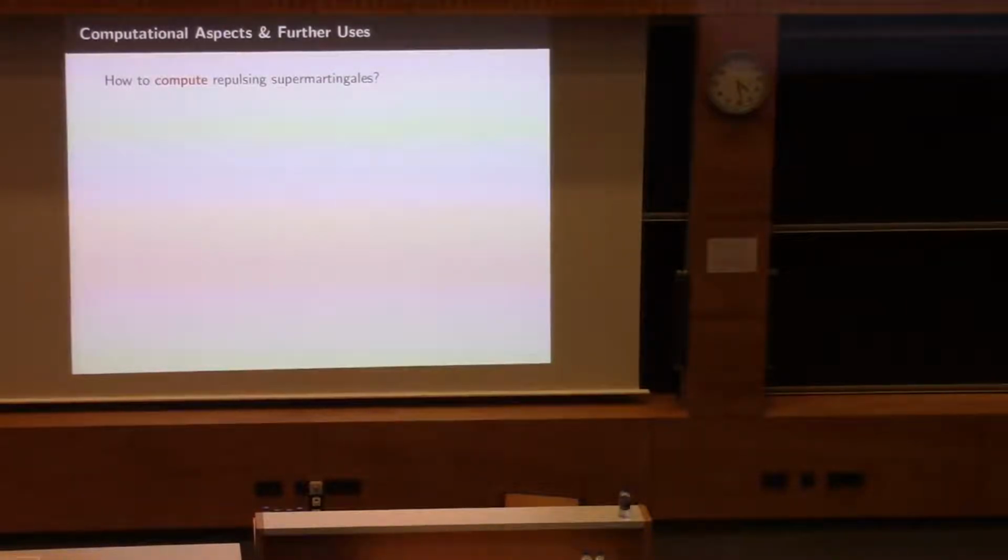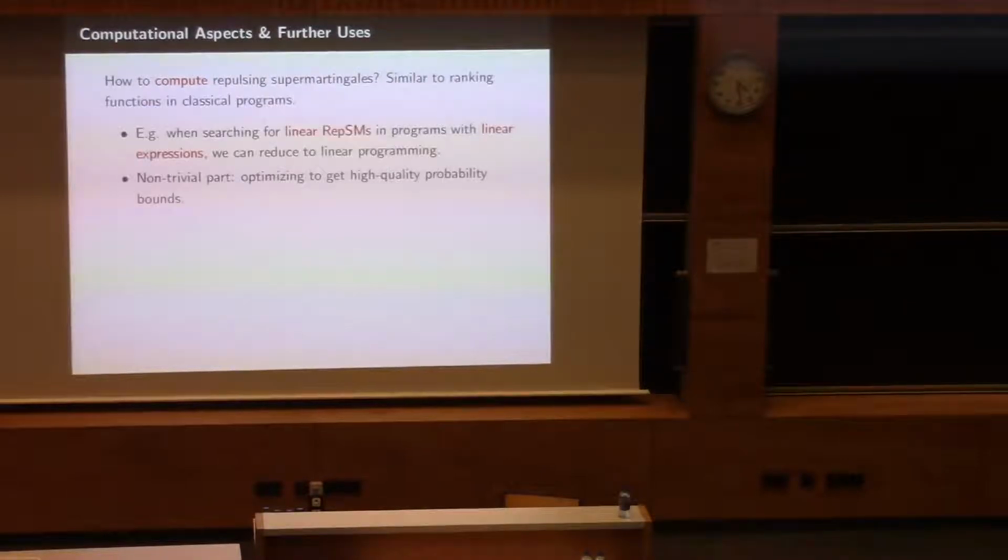Now, to conclude, I should just briefly discuss some computational aspects of this, of which the chief one is, of course, how do we actually compute this object, this repulsing supermartingale, for, let's say, a given assertion? Well, as you could have seen, all these ranking and repulsing supermartingale and similar concepts are, from the point of view of definitions, very similar to standard ranking functions for classical programs. So we can also use similar methods to synthesize these.